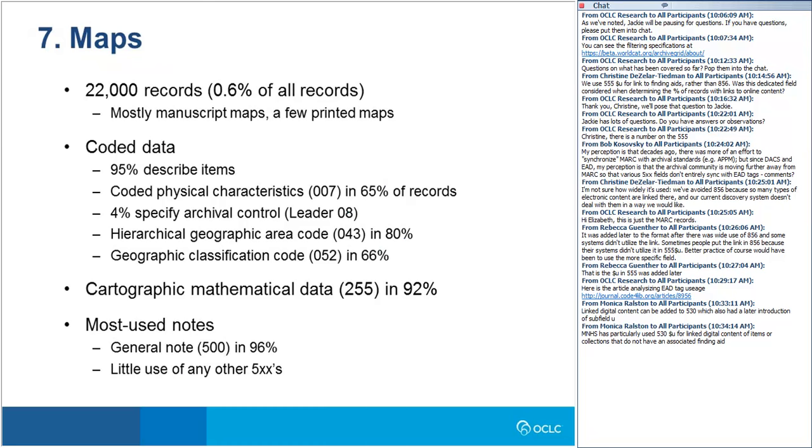I'm wondering about that 20% that don't include a geographic area code in 043. Maybe that's minimal level descriptions, of which there are many for all of the types of material, by the way. But it's clear that cartographic mathematical data is really important to map catalogers. Again, all the notes almost always in the 500 field.